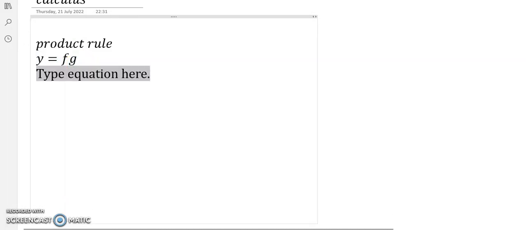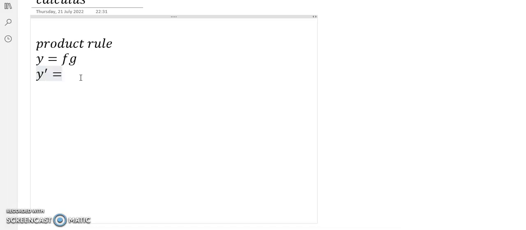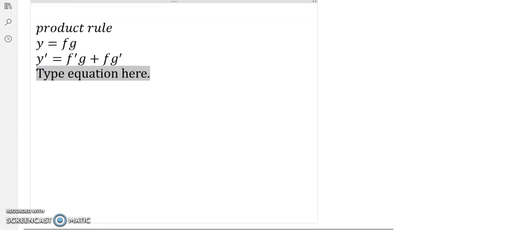Then the derivative of that will be y prime equal to, here because it's a product rule, we're going to do it like this. We will differentiate the first function keeping the other constant, then we're going to have f prime g plus, this time we're going to keep the first function constant, f, differentiating the second one, g prime. Yeah, that's the product rule. Then let's have some examples.